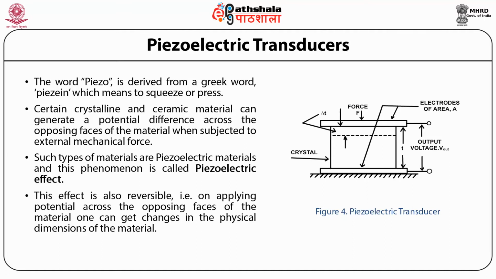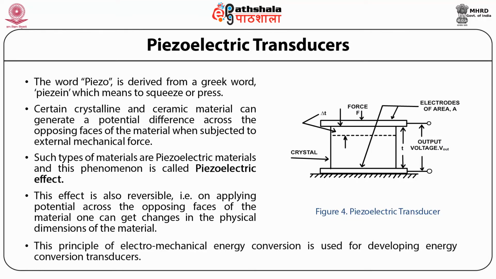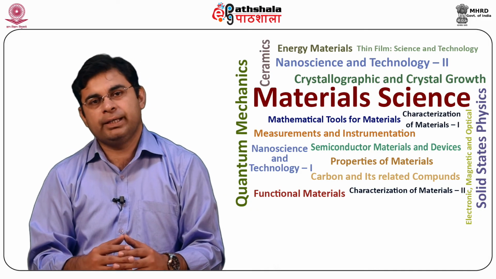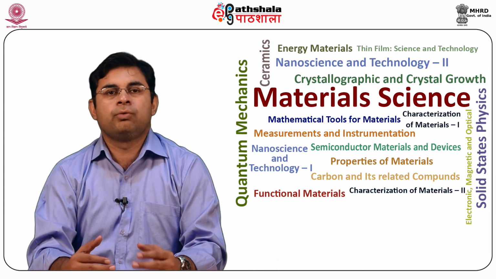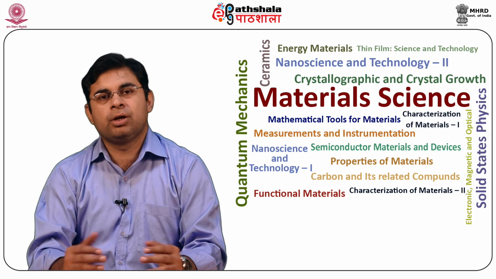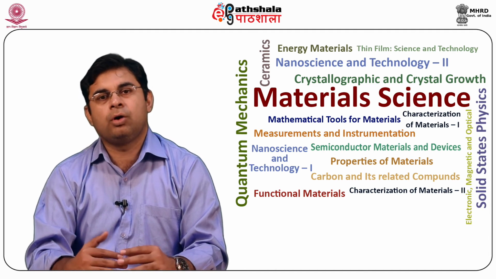This effect is also reversible, that is, on applying potential across the opposing faces of the material, one can get changes in the physical dimension of the material. This principle of electromechanical energy conversion is used for developing energy conversion transducers. The transducer with mechanical input and electrical output are used for measuring dynamic pressure, force, shock, or vibratory motion.